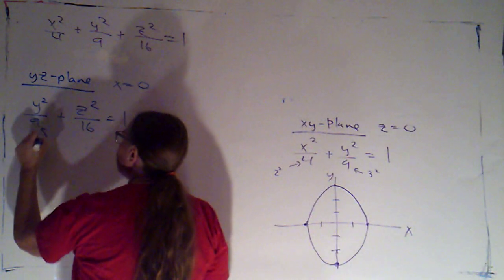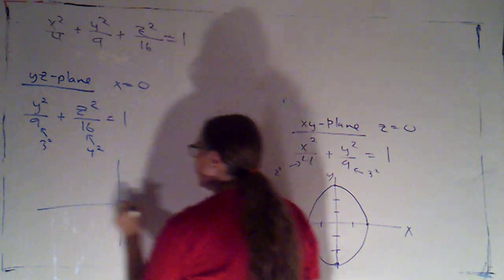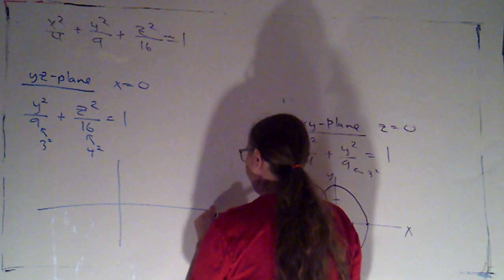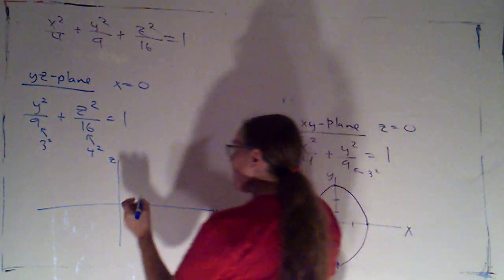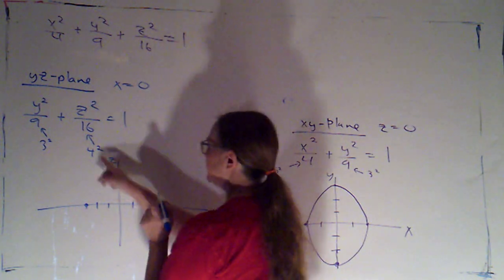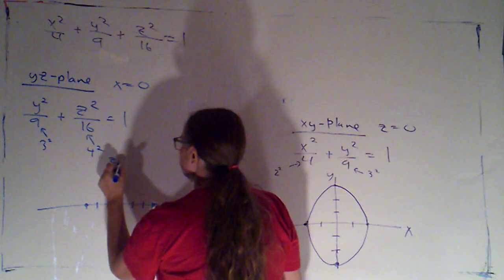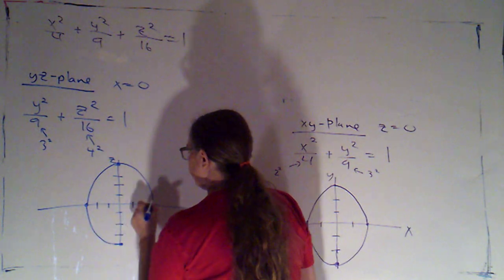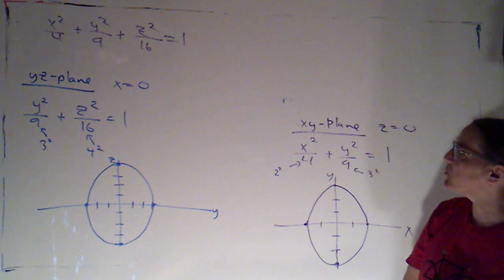That 9 is 3 squared. That 16 is 4 squared. This is centered at the origin in the yz plane. Remember, z is going to be my vertical axis. So in the y direction, I'm going to come 3 away from the center. In the z direction, I'll come 4 away from the center. And then I can connect the dots. So we get an ellipse that, again, is a little bit taller than it is wide.